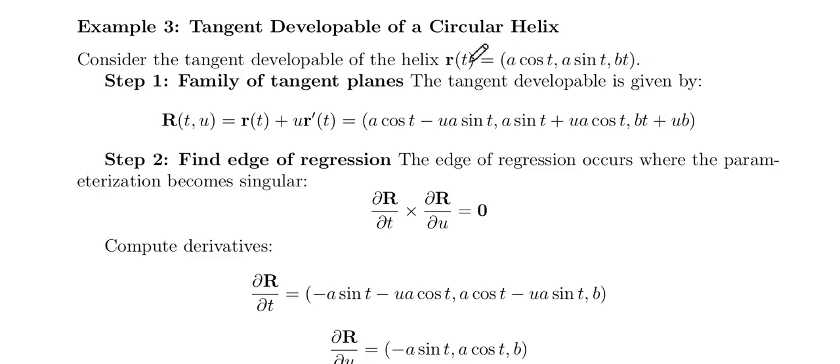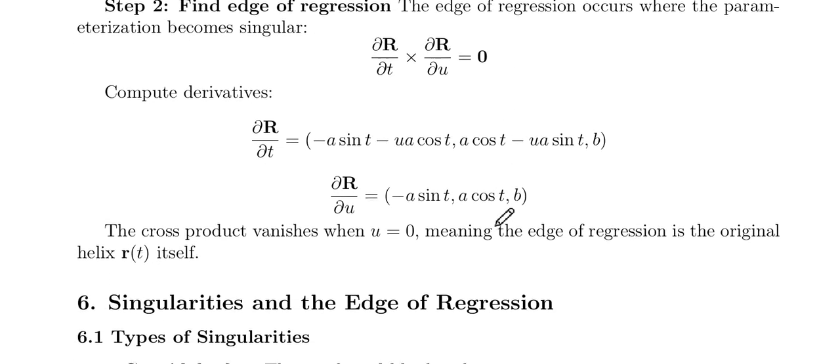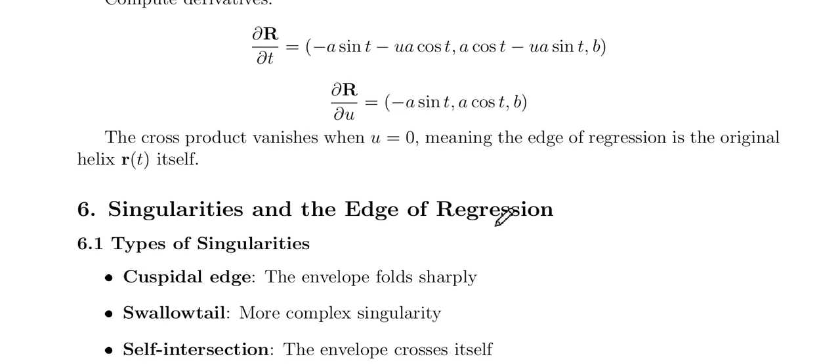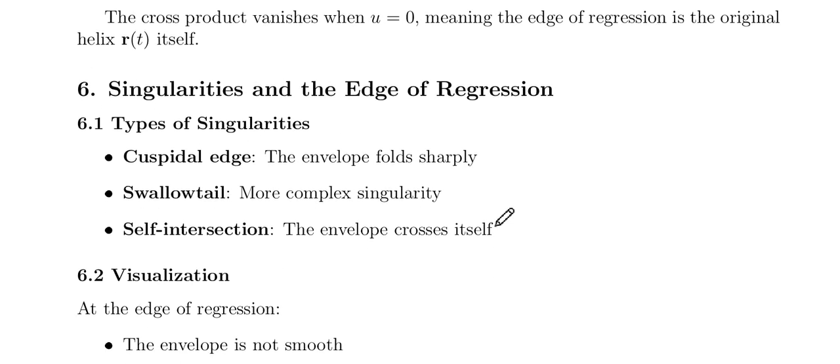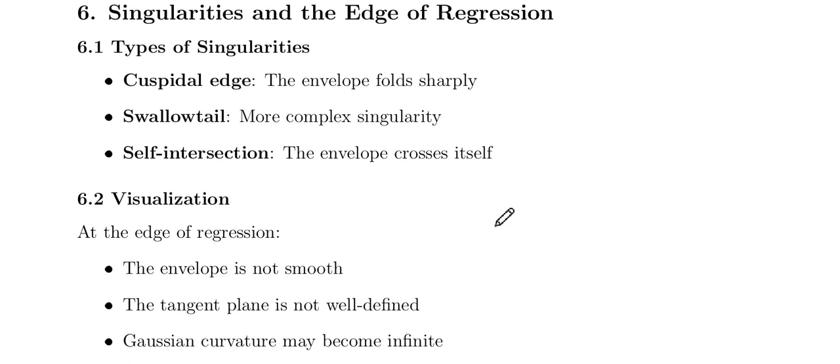Similarly, for the family of tangent planes, take the tangent developable of the helix a cos t, a sin t, b t. The tangent developable is given by r of t, u: r of t plus u r dash of t. So if you put this in and add both, you get this structure. And to find the edge of regression, we need dou r by dou t cross dou r by dou u equal to 0. So parametrize, find dou r by dou t and dou r by dou u, take the cross product and equate to 0. The cross product vanishes when u equals 0. So the edge of regression is the original helix r of t itself. If you substitute u equal to 0, r of t comes.